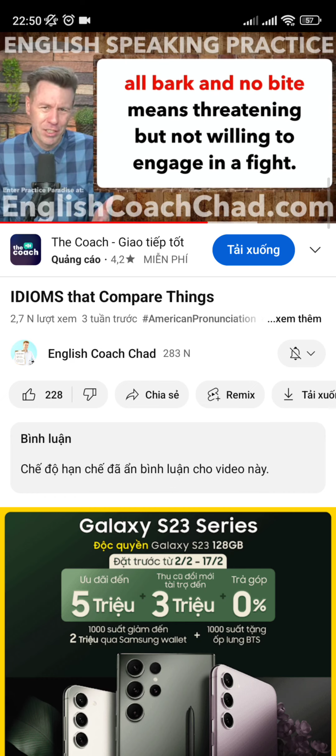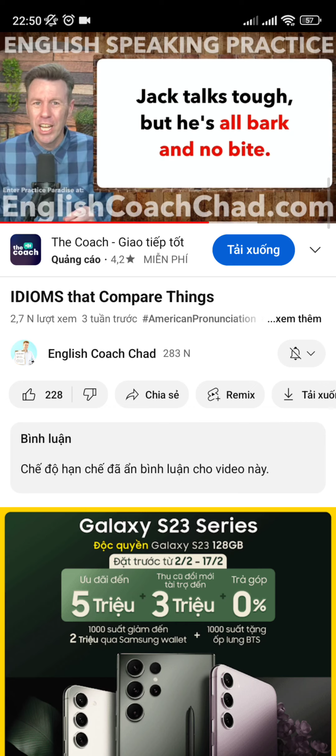All bark and no bite. Jack talks tough. It's all bark and no bite. Jack talks tough, but he's all bark and no bite.